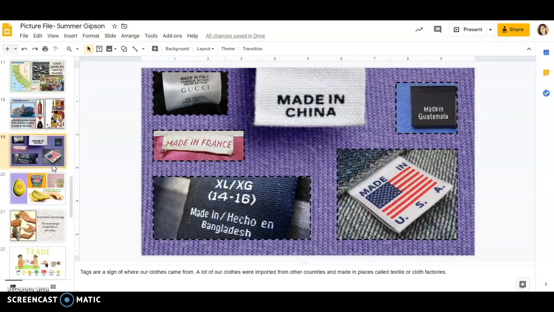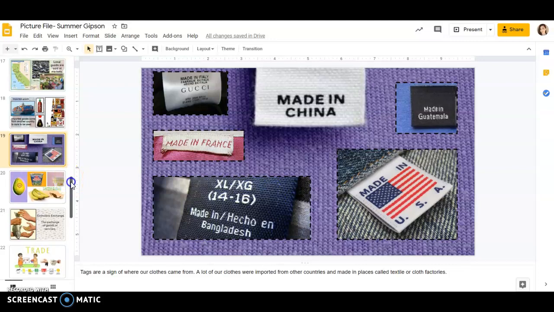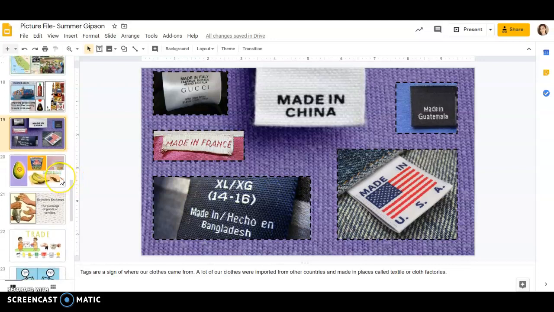This is for tags, so it again puts it into perspective for the kids. Where are my clothes coming from? Because a lot of the clothes that we wear are not actually made in the United States. So if they find on their tag, they're made in Guatemala, China, Bangladesh, India, Italy, it might be fun for the students to even look at their own tags and see, where are my clothes from?